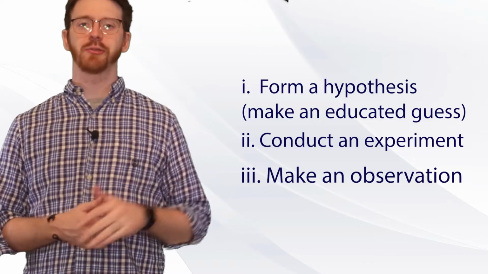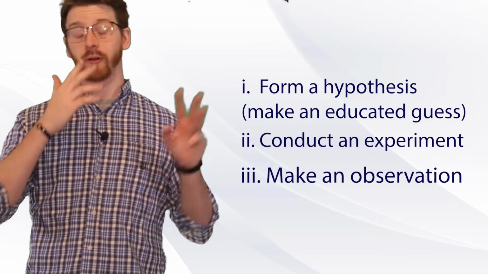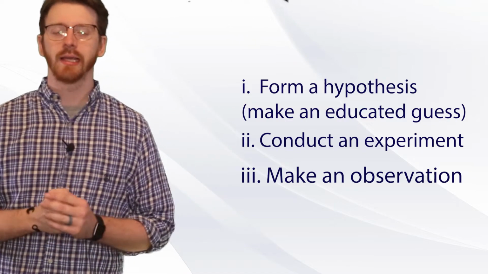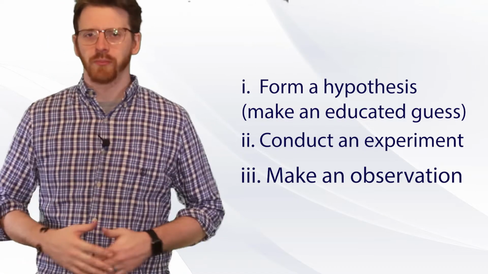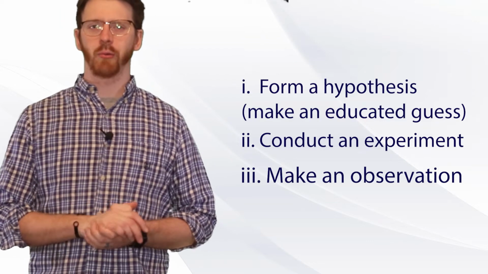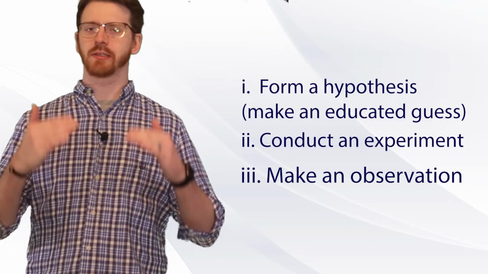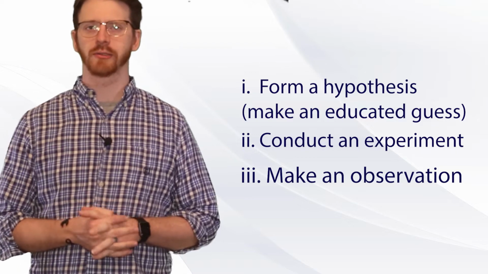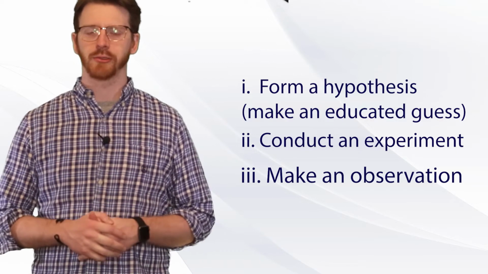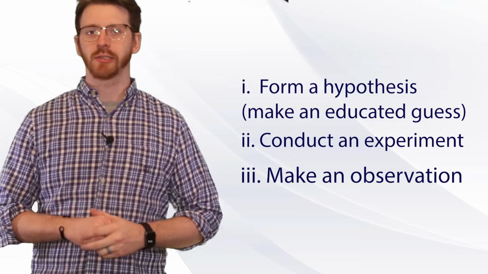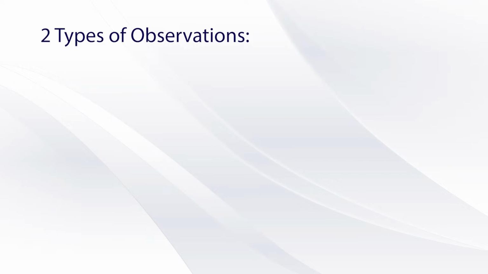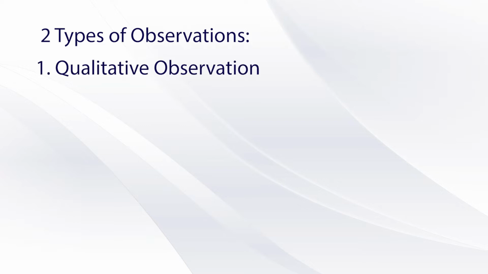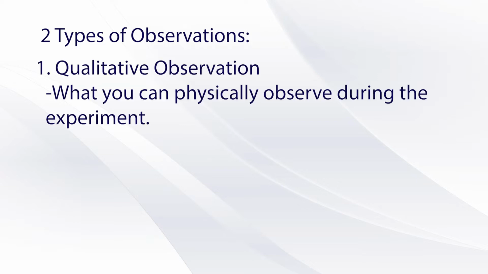The third step to the scientific method is you actually want to make an observation based on what's happening when you do the experiment. So you have a list of things that you're going to do to try to solve a problem or answer a question. Then you're going to make an observation. There are two types of observations that you're going to come up with. The first type of observation is something called a qualitative observation. The qualitative observation really depends on the quality or what you can see happening when you do the experiment.